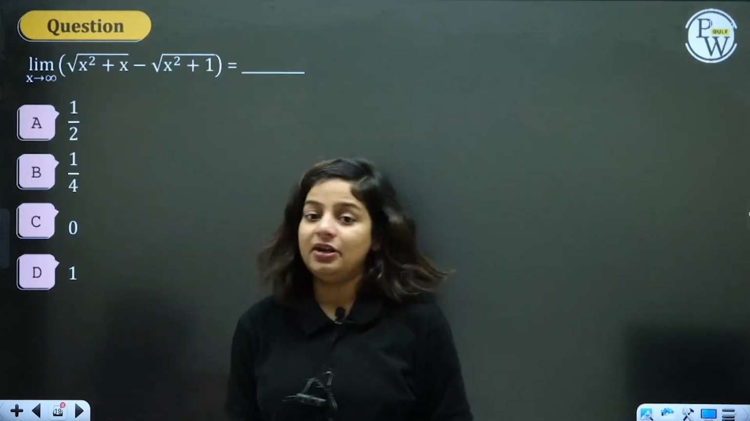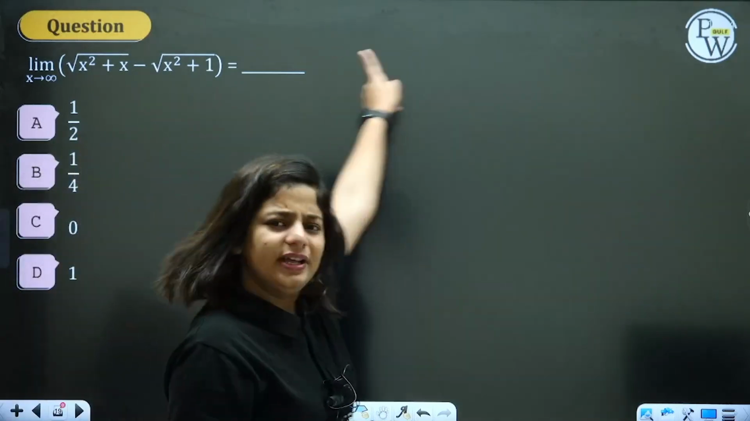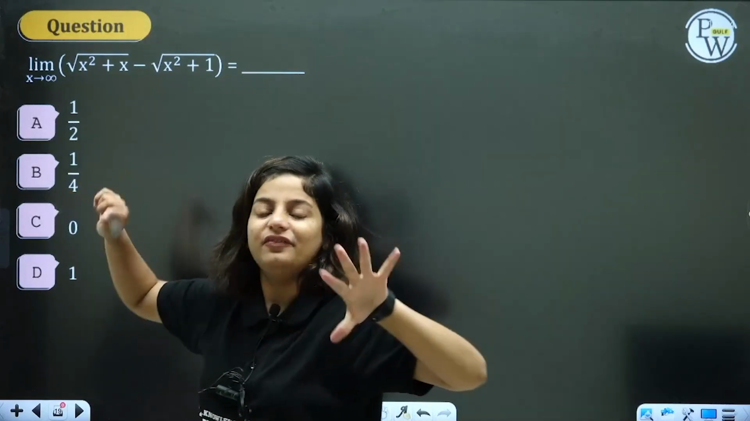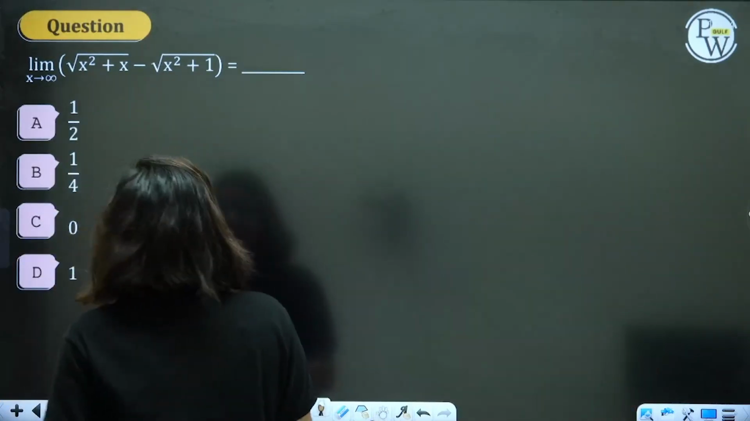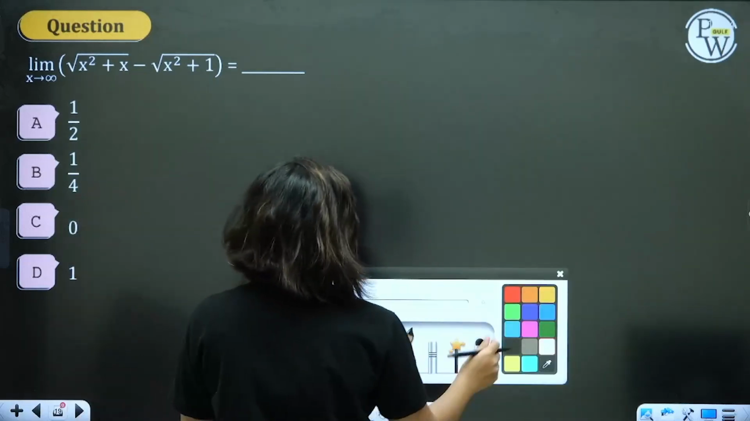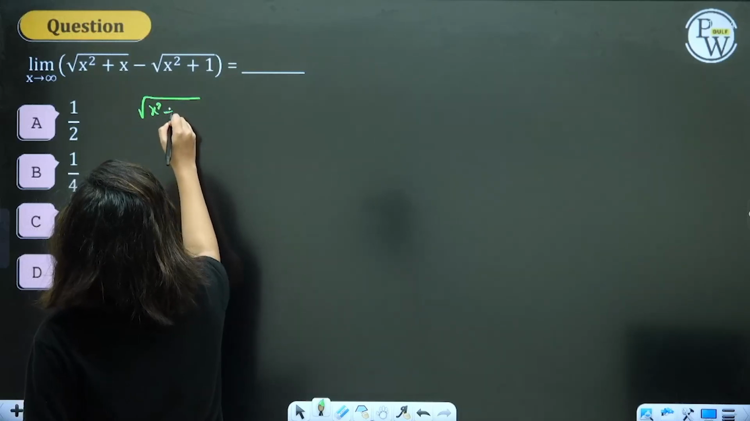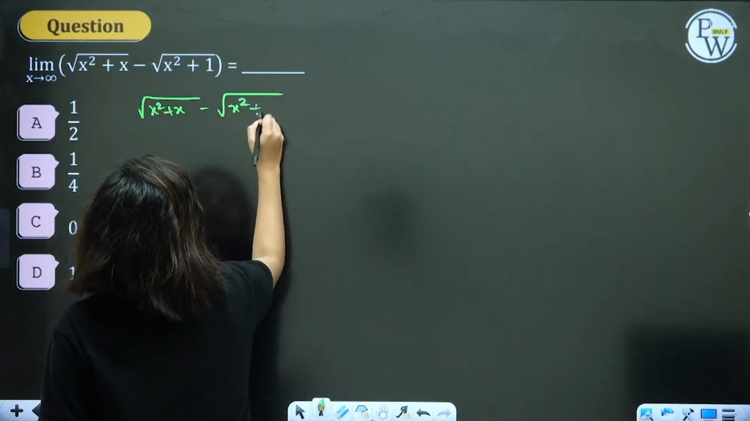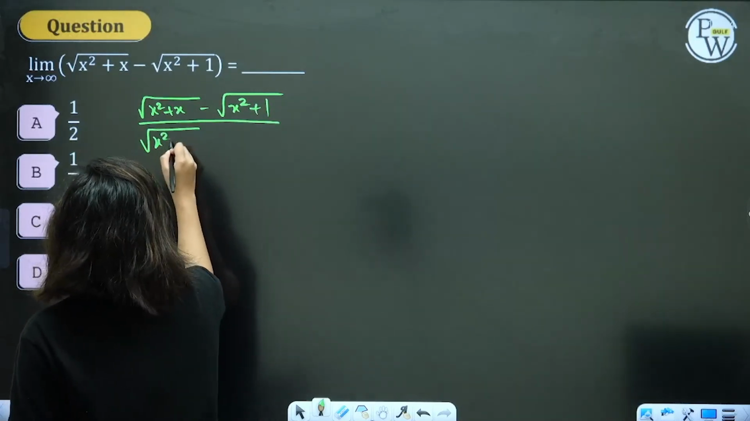Now the third variety which I was talking about is your square root. If you directly put x as infinity, you won't get any answer. You will get infinity minus infinity, which is indeterminate. How to simplify? Rationalize. Ma'am, we will rationalize. Alright, very good. You will rationalize what? The numerator, because there is only numerator.